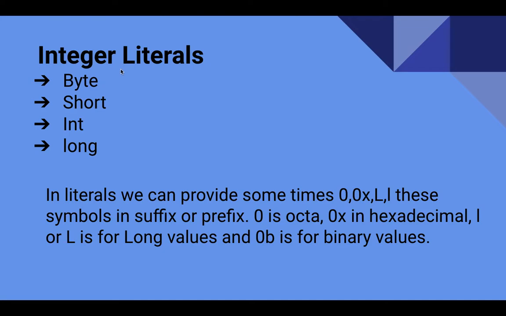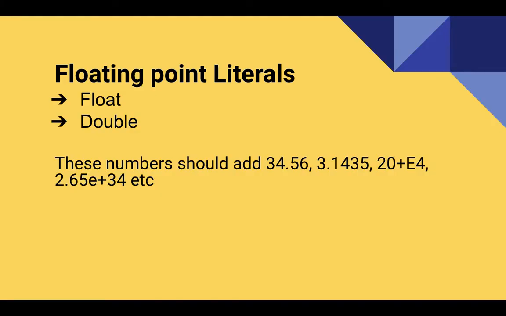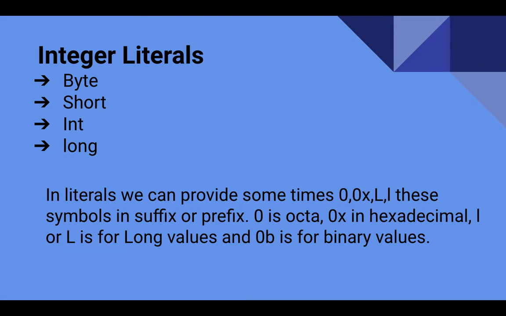Integer literals are again divided into 4 types: byte, short, int, long. In literals, we can sometimes provide 0, 0x, capital L, small l. These symbols are used as suffix or prefix. 0 is for octal, 0x is for hexadecimal, small l or capital L is for long values, and 0b is for binary values. I will show you an example.